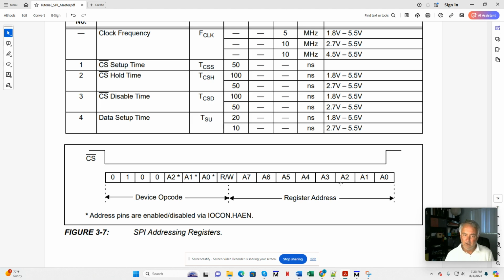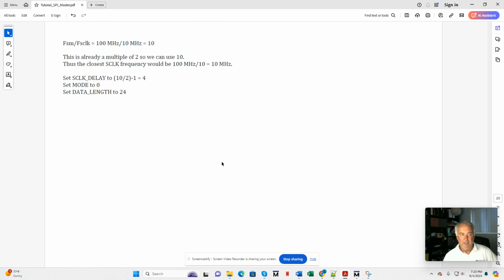Likewise, for a read, the first 16 bits tell it what register you want to read, and then you need 8 more clock cycles to clock in the 8 bits from the register that you're reading. Okay. So based on that, I'm setting data length to 24. I'd go ahead and prototype this, make sure you're right.